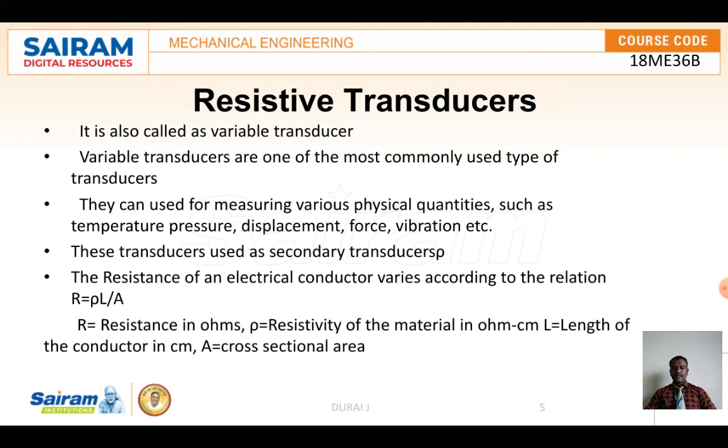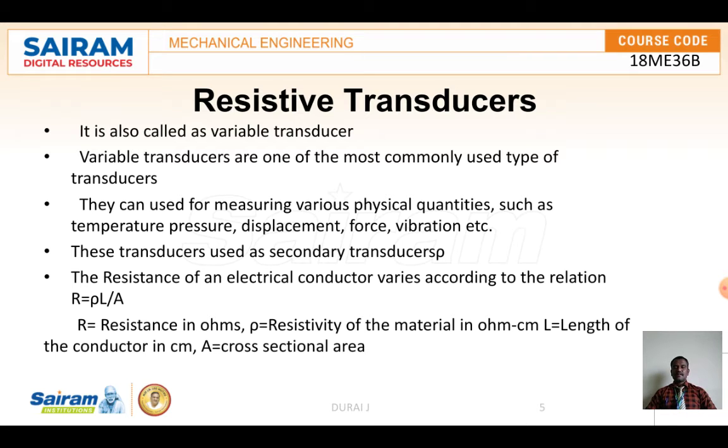Then comes the resistive transducer. For the resistive transducer, we calculate with the help of the relation R is equal to rho L by A. Here R is the resistance in ohms, rho is the resistivity of the material in ohm, L is the length of the conductor in centimeter, and A is the cross sectional area.